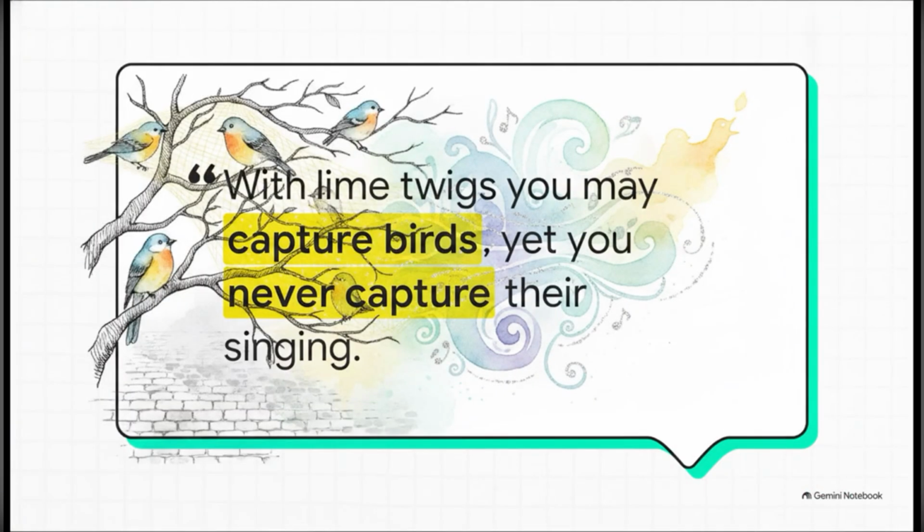This is the point where the rigid technical rules sort of fade away, and personal expression really takes center stage. Let's look at Petros Koutsabasis. He relies on super simple gear and everyday street encounters to create these deeply poetic images. He says, "With lime twigs you may capture birds, yet you never capture their singing. I try to create a photograph which possesses elements of visual poetry."